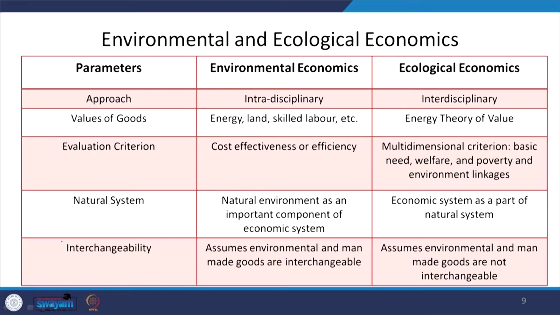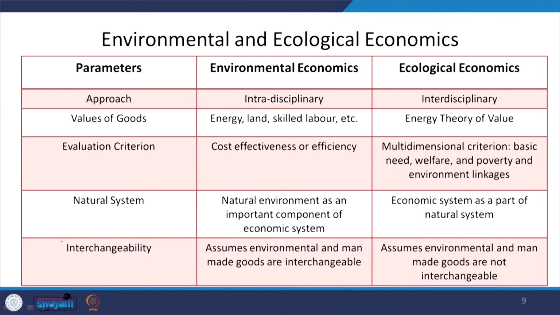As far as value of goods is concerned, environmental economics focuses on the use of energy, land, skilled labor to produce the finished products, while in ecological economics the major emphasis is on the energy theory of value. What do we mean by energy theory of value? It means in all kinds of activities, ecological economics considers how much energy is used to produce a particular product. So, more focus of ecological economics is on energy utilization in different kinds of activities. So, when we are producing certain kinds of goods and services, how much is the energy utilization in different kinds of goods and services, that is studied in ecological economics.